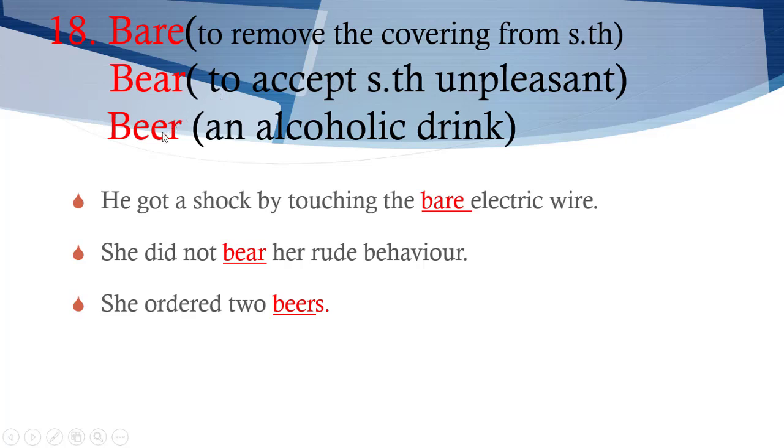The third one is beer. Beer is an alcoholic drink. So the first word, bare, can be used in a sentence as: he got a shock by touching the bare electric wire. The second word, bear: she did not bear his rude behavior. Bear is an animal as well, a wild animal. The third word is beer. We can use it in a sentence as: she ordered two beers.